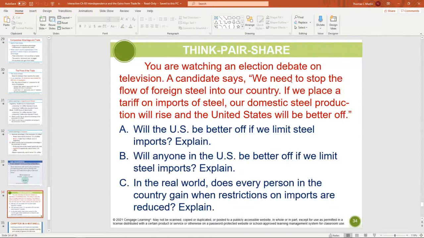These are things we can look at. The candidate says we need to stop the flow of foreign steel into our country. We place a tariff on the import of steel. Our domestic steel production will rise. The U.S. will be better off.